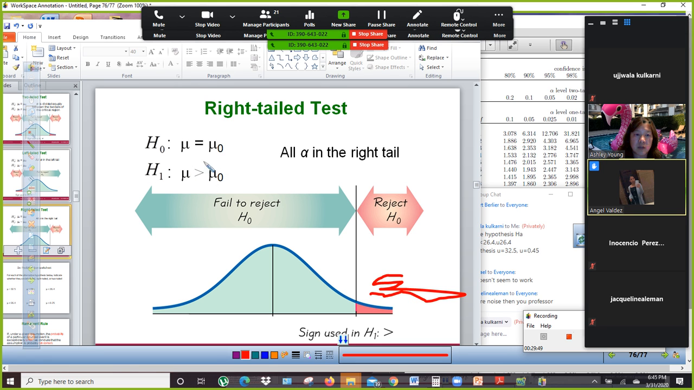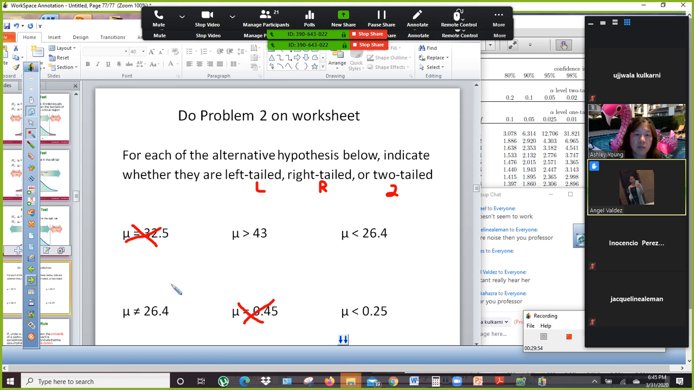So then do we, okay, I didn't realize it was only asking for the alternative hypothesis. Yeah, right. So we're only looking at the alternatives. Everyone, take 15 seconds and finish those up. Indicate left, right, or two on the ones I have not X'd out.